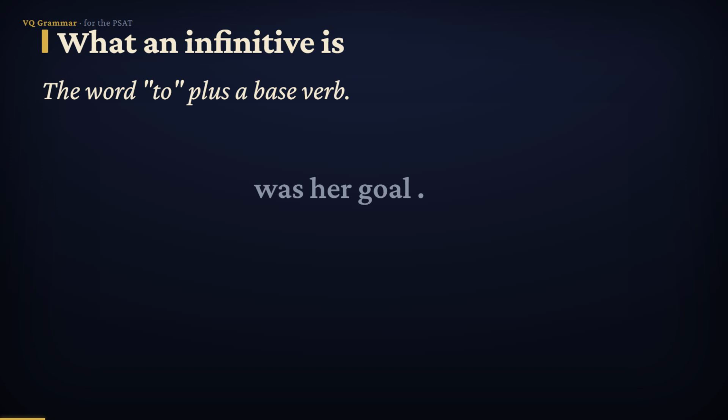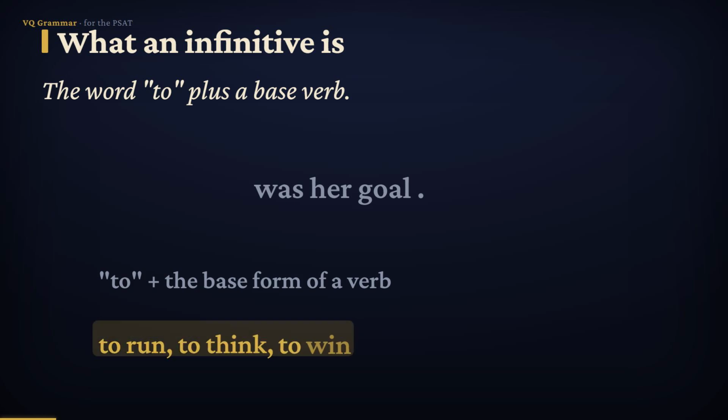Start with the core idea. An infinitive is the word to plus the base form of a verb. To run, to think, to win. Take this sentence. To win was her goal. The infinitive to win is built from the little word to and the plain verb win. So whenever you see to sitting right in front of a base verb, you're looking at an infinitive.